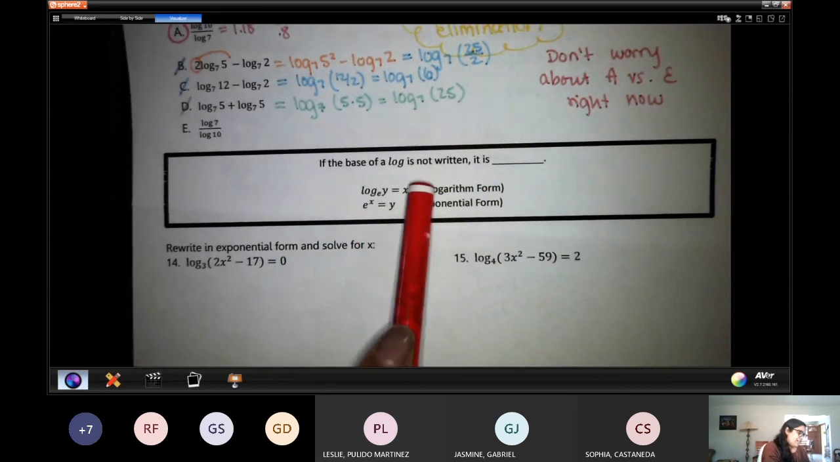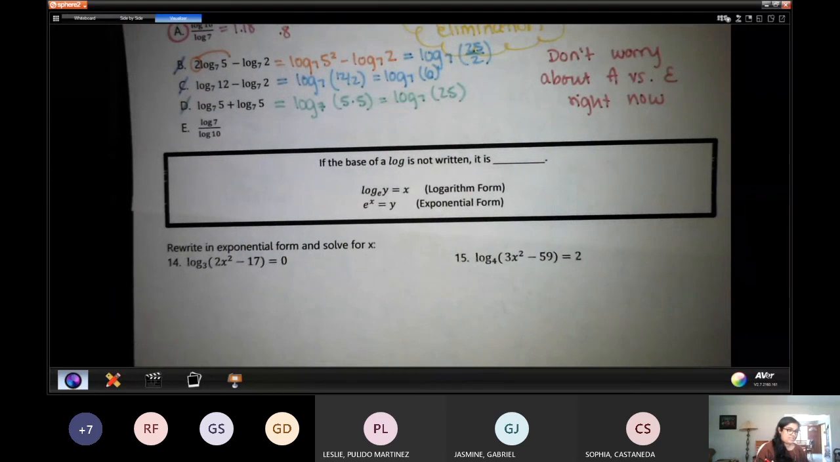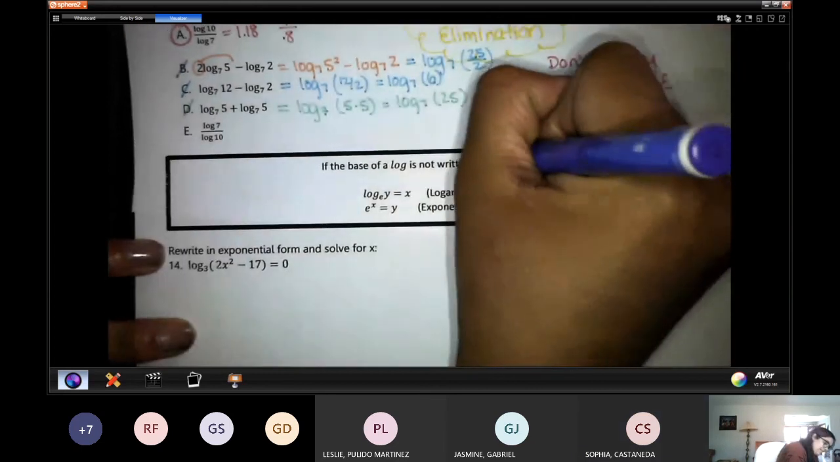So if the base of a log is not written, we already know it's what? We talked about this before, so y'all can go ahead and write it. This will be a 10. Good. So it's going to be 10, just like we talked about before. Very nice, y'all.